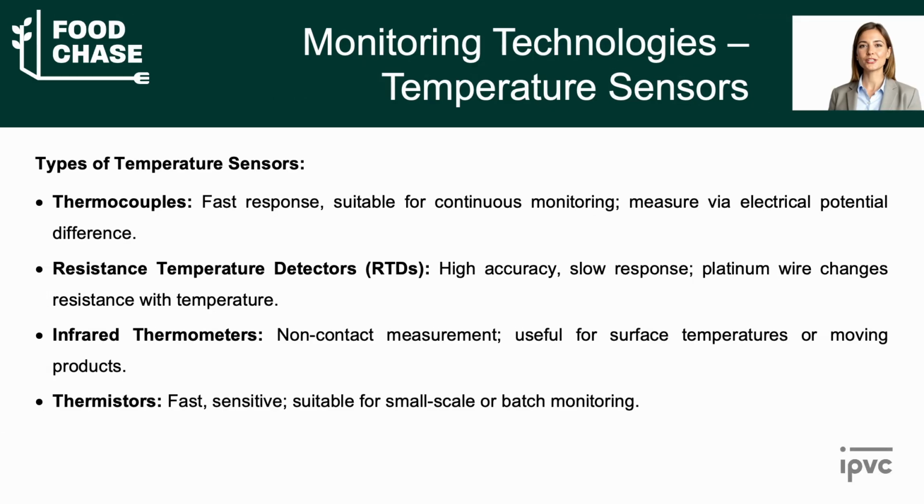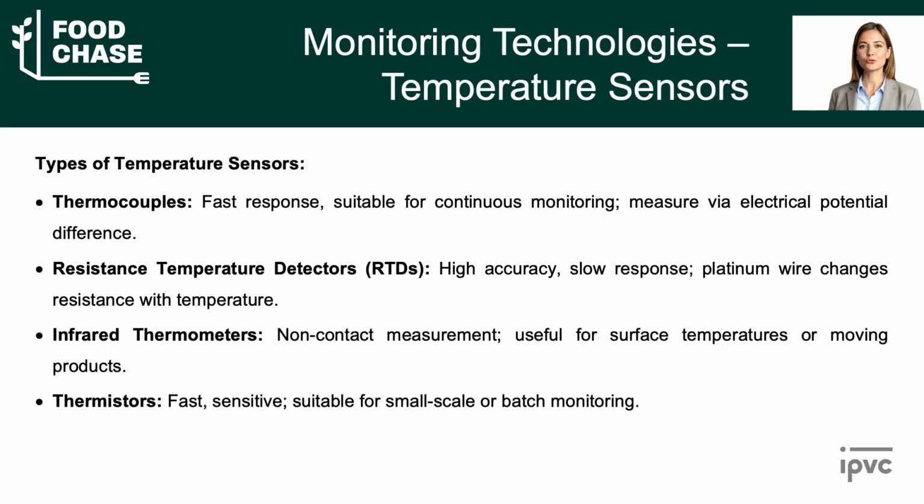Let us talk about the tools we use to monitor these critical parameters. For temperature, we have several options. Thermocouples are fast and can be integrated into continuous systems. They work by measuring the voltage generated when two different metals are joined and heated. Resistance temperature detectors, or RTDs, are very accurate but respond more slowly. They measure the change in electrical resistance of a metal as temperature changes. Infrared thermometers allow us to measure surface temperature without touching the product, which is handy in some situations but cannot measure internal temperature. Thermistors are small and sensitive, often used in probes or sensors.